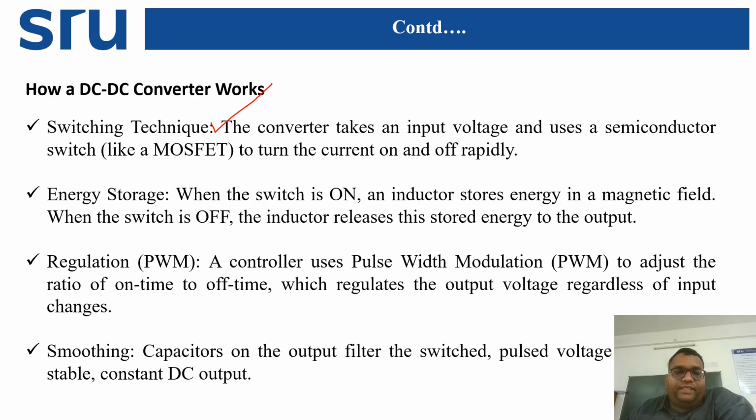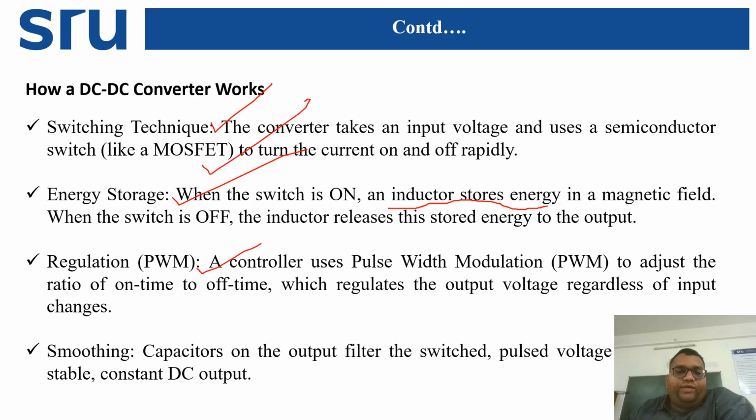First, when we turn on the switch, the current will pass, and when it is turned off, the current will be blocked. Source current will be blocked. That is called a switching technique. Now in a DC to DC converter, we utilize an inductor that will store the energy which is being supplied. Next, the switch will be operated based on pulse width modulation controllers.